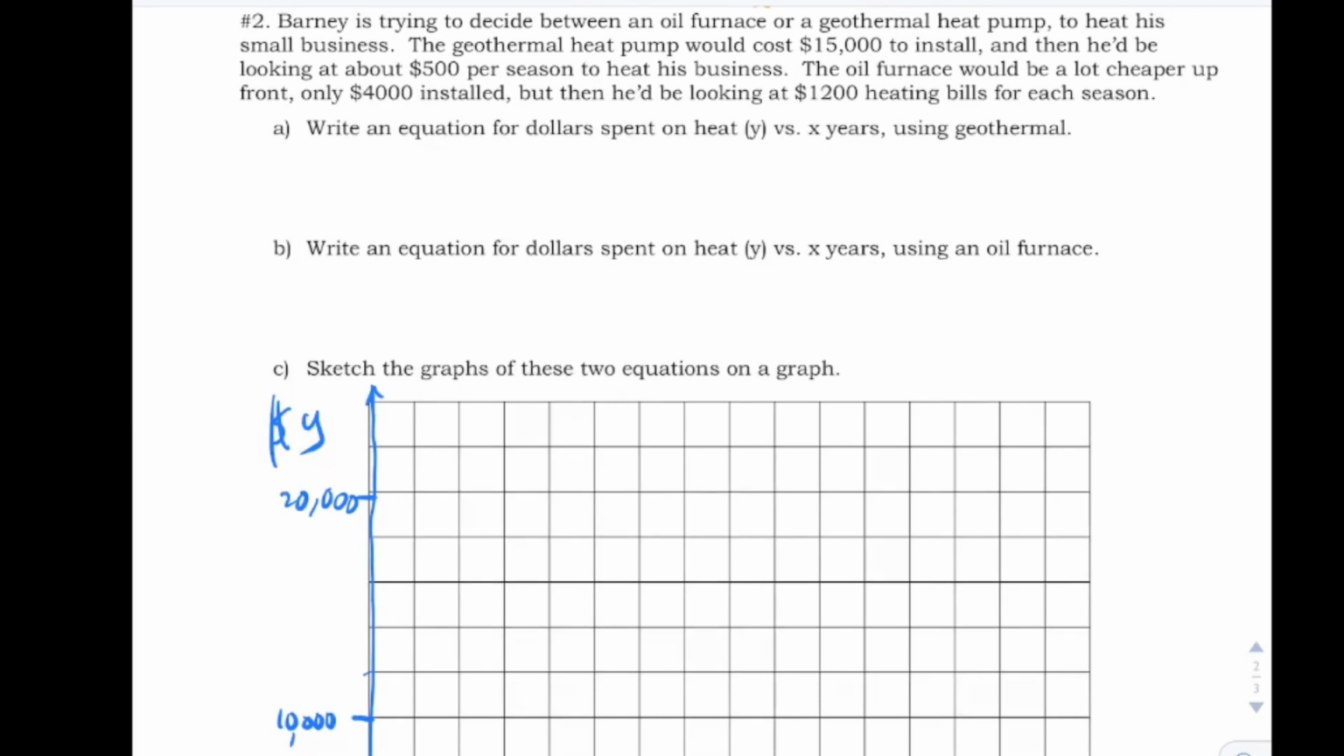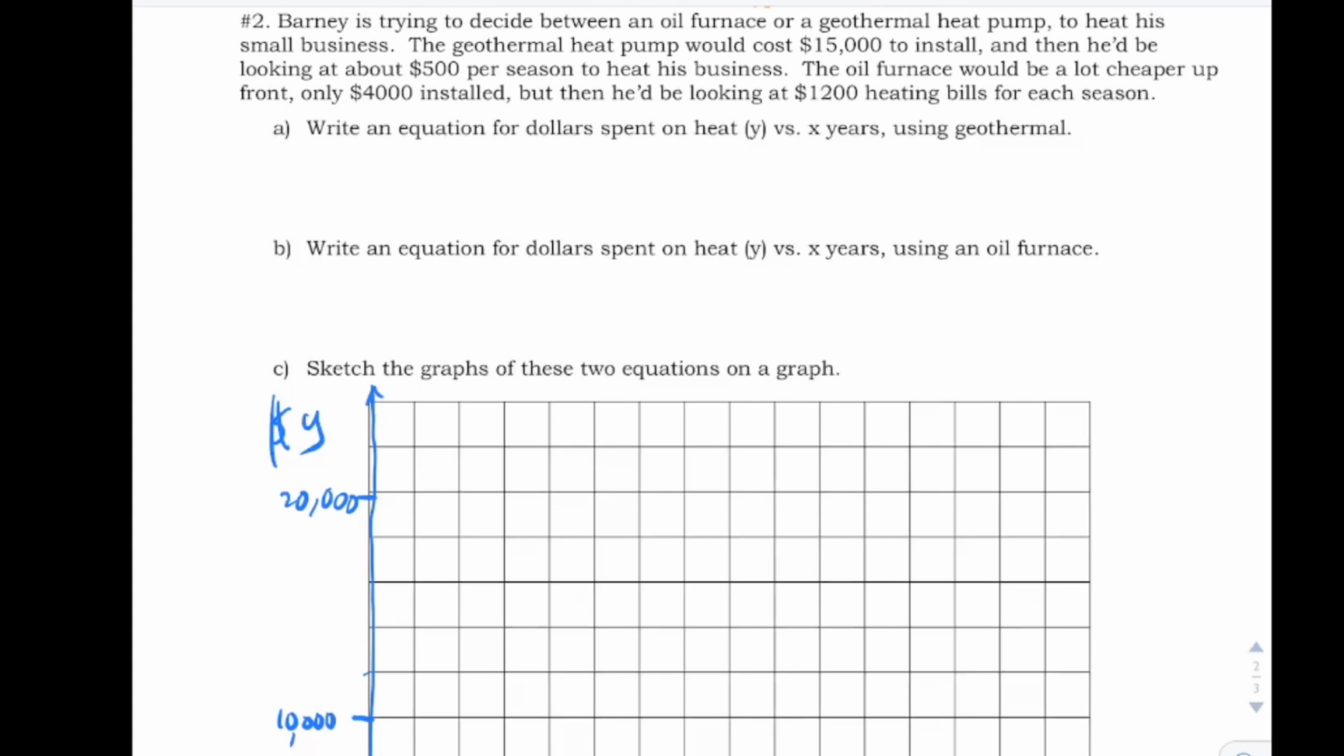Barney wants to decide between an oil furnace or a geothermal heat pump. He's got to heat the place. He lives in a cold climate, I guess. He could get an oil furnace, a nice traditional solution, or a geothermal heat pump, a nice hip modern solution, although they've been making those for years and years. But anyway, to heat his business.